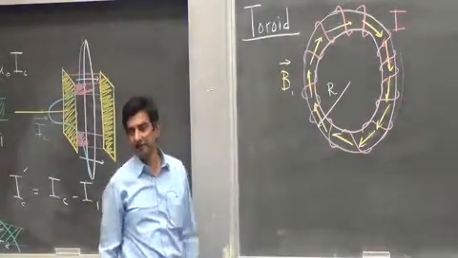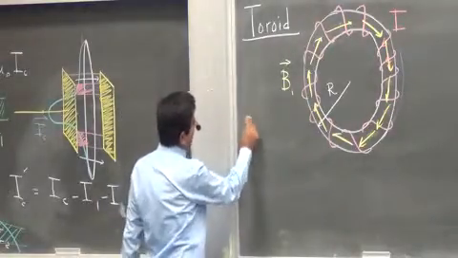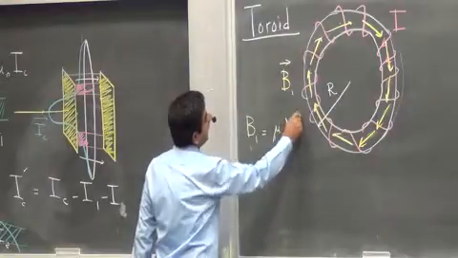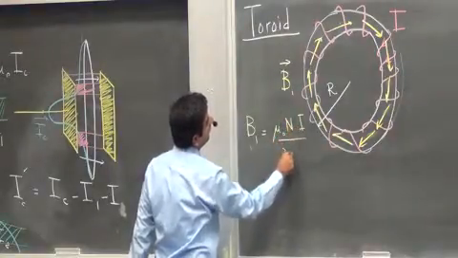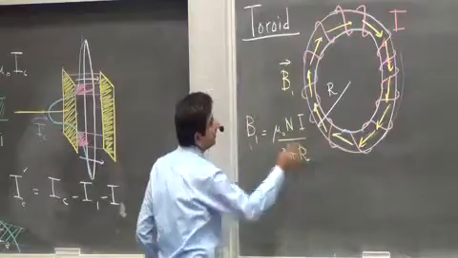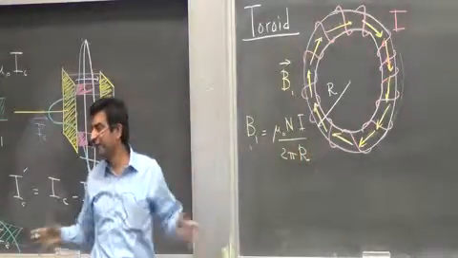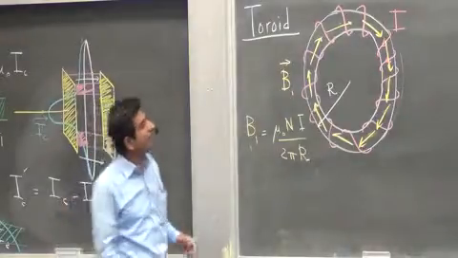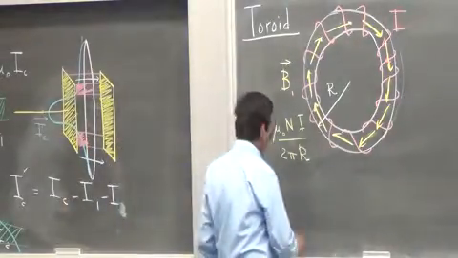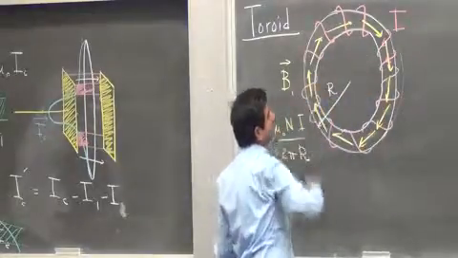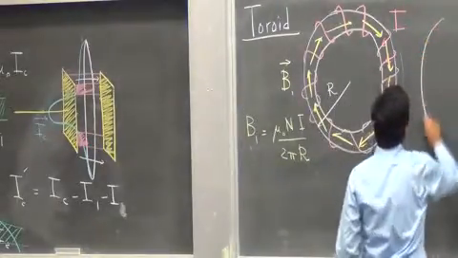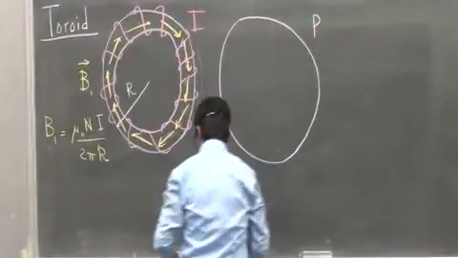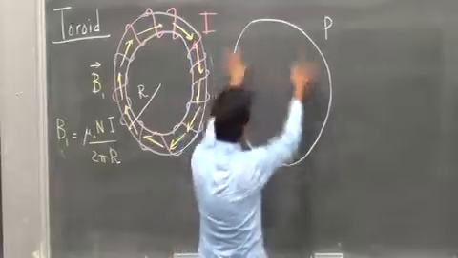We know what this field is. This field B1 is mu naught n turns I, where I is the current, divided by 2 pi r. Ampere's law, simple Ampere's law, because there is no changing electric field here. Simple application of Ampere's law. Now if I look at this path, if I draw a hypothetical path or an Amperian loop, now this is my path B, and there is some current that is piercing the area.